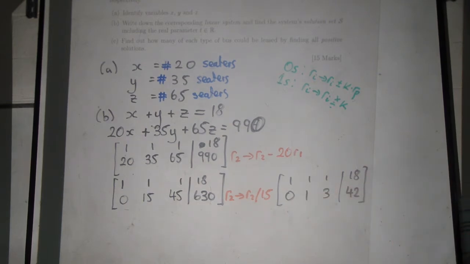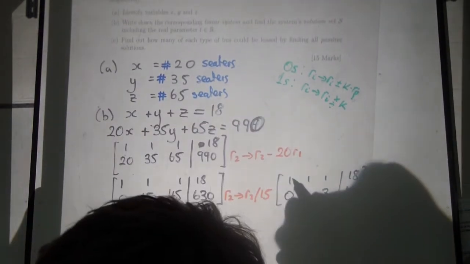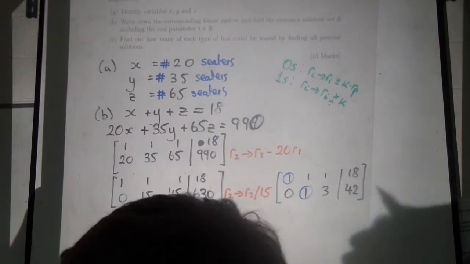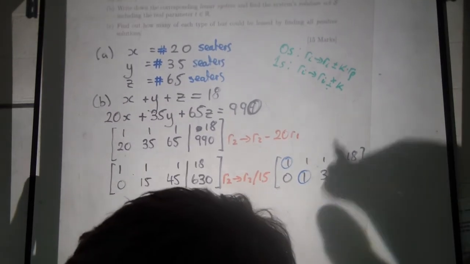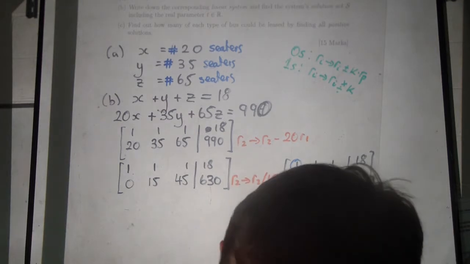Now you're asked, does that have solutions? Yes. Now you look at parameters. Is x a parameter? No. Is y a parameter? No. Z? That's not a pivot. So z can be anything.